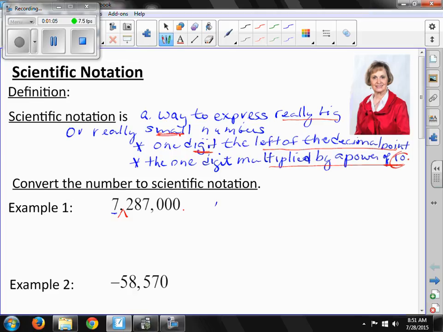So now I'm going to write 7.287 times 10. Let's see, if I count the places to get from the caret to the original decimal point, which is here, 1, 2, 3, 4, 5, 6 places to the right, so it would be 7.287 times 10 to the 6th because I have to move the decimal 6 places to get it back to where it was.